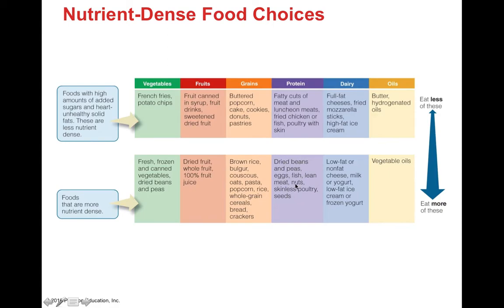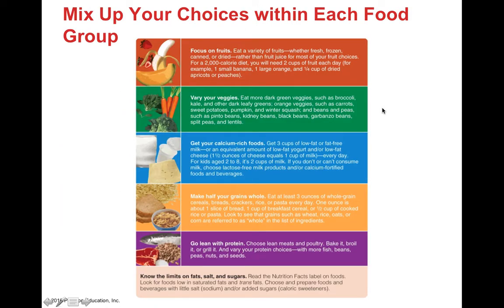Things like dry beans and peas, take the skin off of your poultry, etc. For dairy, you want to aim for low fat whenever possible or non-fat if possible. Cheese, milk, yogurt, low-fat ice cream or frozen yogurt, etc., as opposed to your full fat or fried mozzarella sticks or high-fat ice cream. In terms of oils, you want to have more vegetable oils and less butter or animal fats or hydrogenated oils.